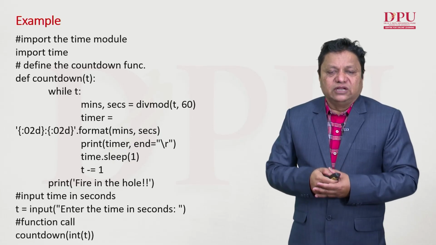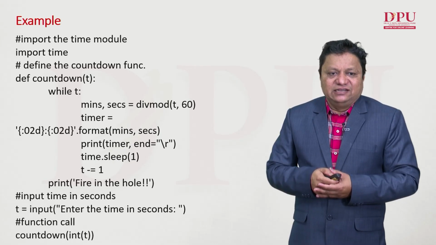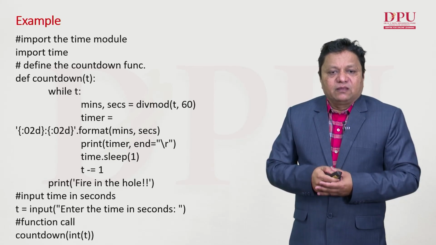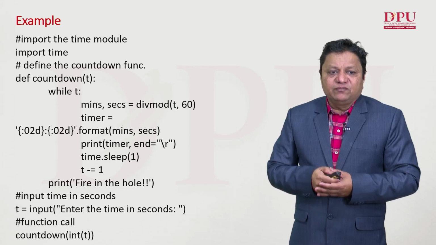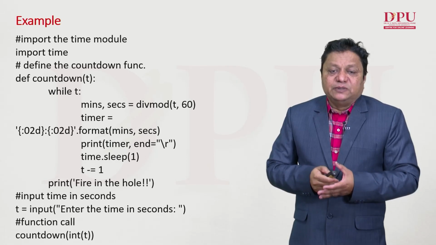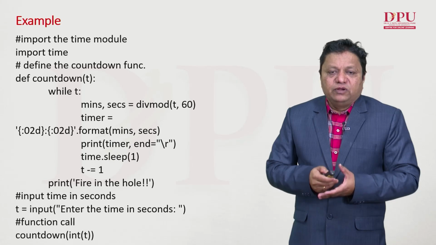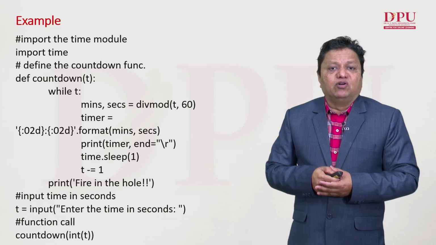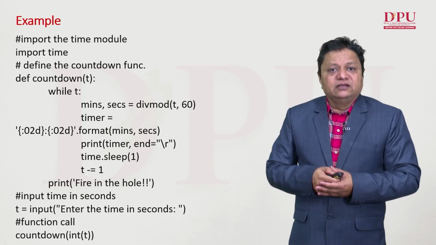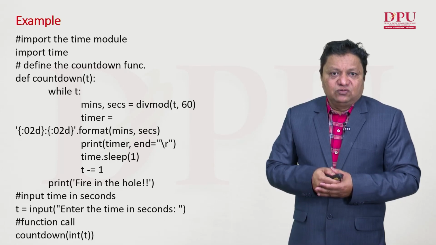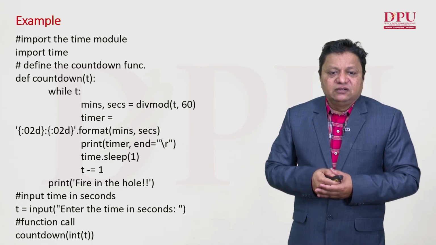So, this is the code that you can see in this slide, that is importing the time module, import time, then define the countdown function, that is def countdown(t), specifying the while loop. In that we have defined the minutes, seconds, and we have called the divmod function providing the parameters, that is t, 60. Timer is equal to, we have defined the format.